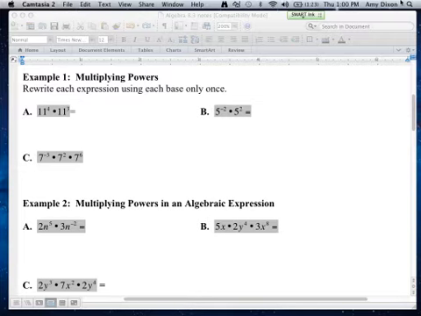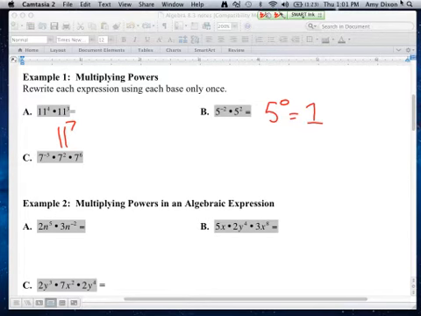Okay, example 1. Letter A. We have to rewrite the expression using each base only once. So 11 to the 4th times 11 to the 3rd power. Using this property, they have the same base, so it becomes 11 to the 7th power. Oh, so that's all you have to do on those? Yes. Letter B, we have 5 to the negative 2nd power times 5 to the 2nd power. 5 to the 0 power, which becomes what? 1.